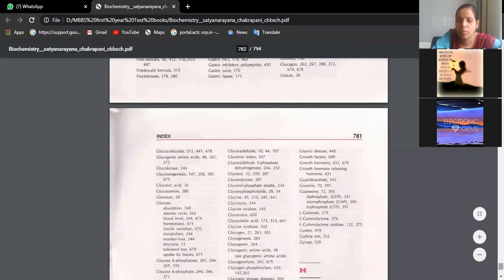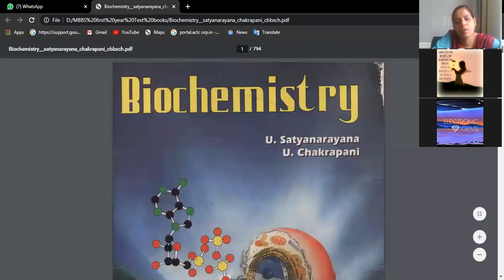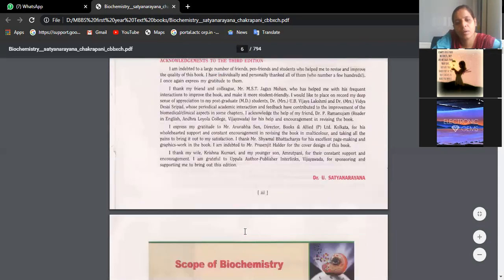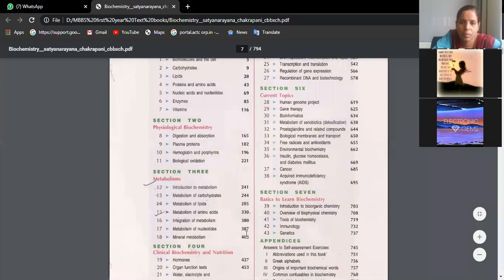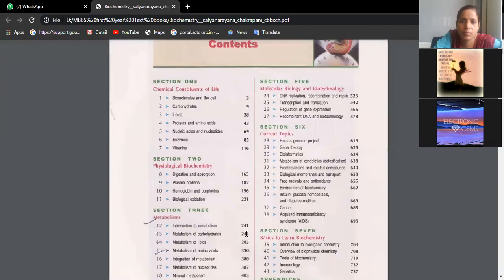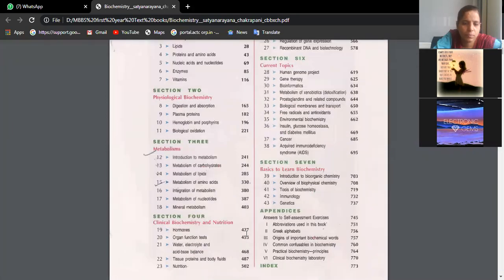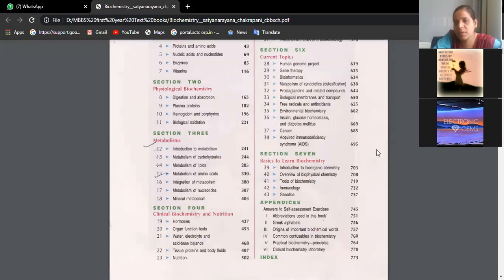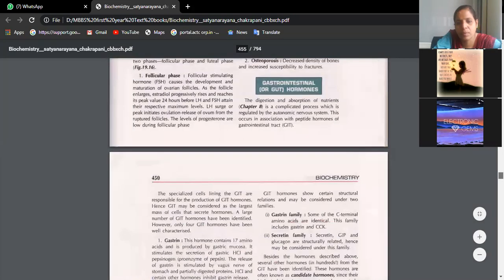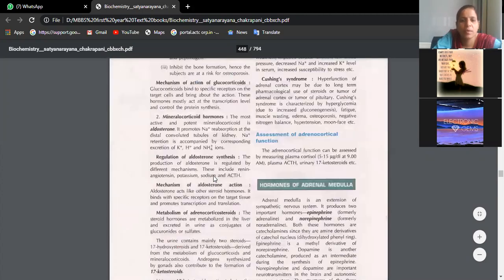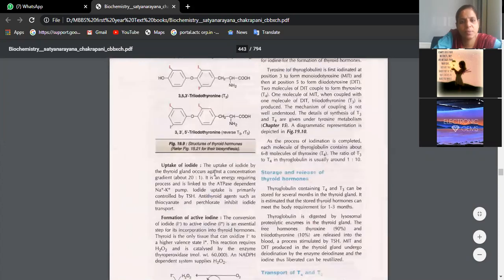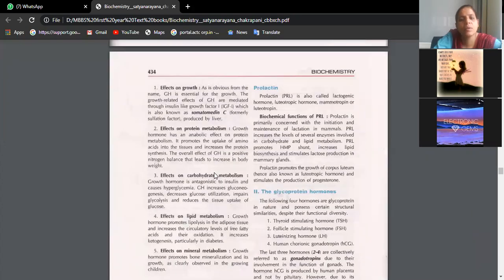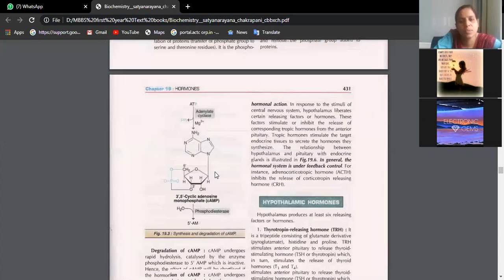Just try to open the hormones chapter better. In page 427, Deepika. Yesterday it was asking group 1 hormones, no? Very simple it is. I'll tell you. Just look at the screen better.